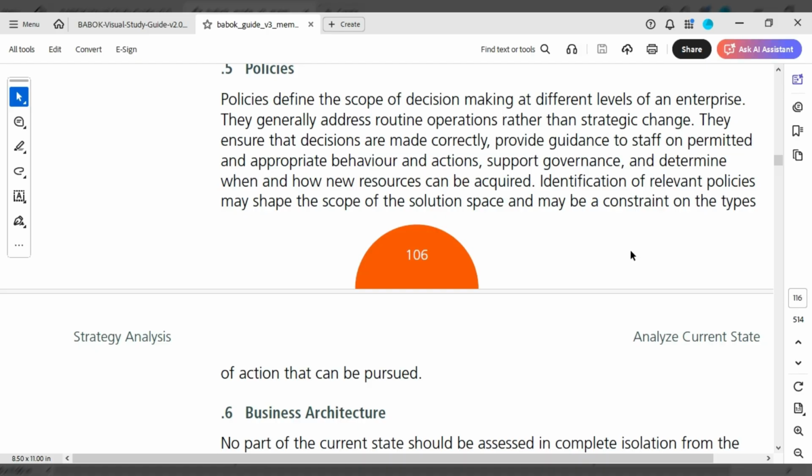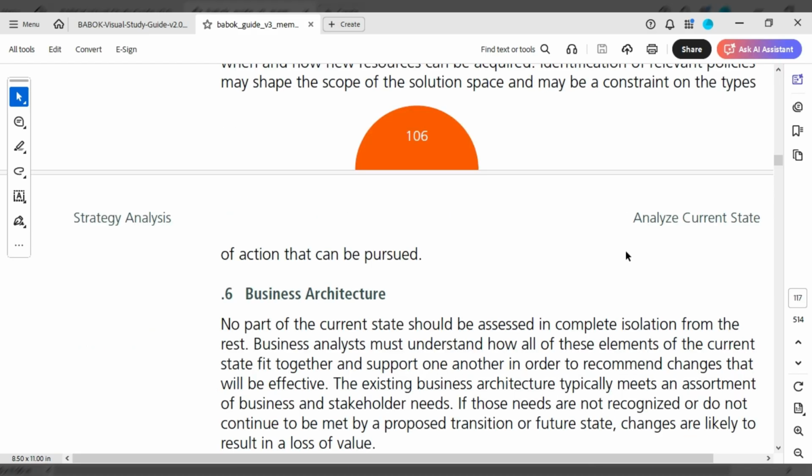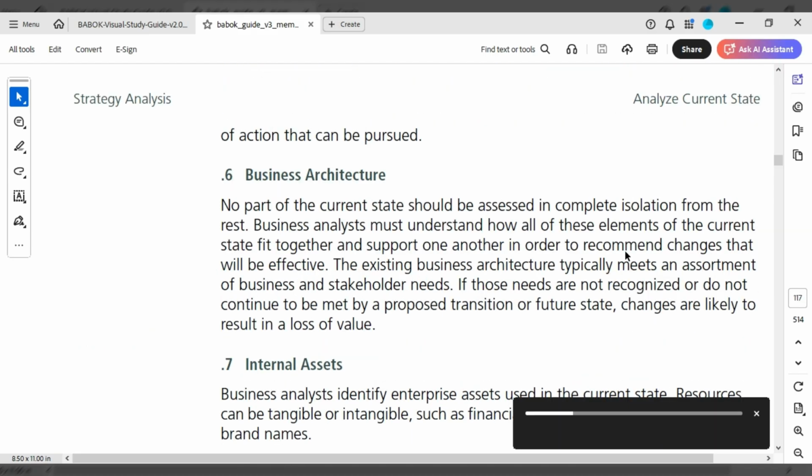Policies, very important. Policies define the scope of decision making at different levels of an enterprise. They generally address routine operations rather than strategic change. They ensure that decisions are made correctly, provide guidance to staff on permitted and appropriate behavior and actions, support governance, and determine when and how new resources can be acquired. Identification of relevant policies may shape the scope of the solution space and may be a constraint on the types of action that can be pursued.